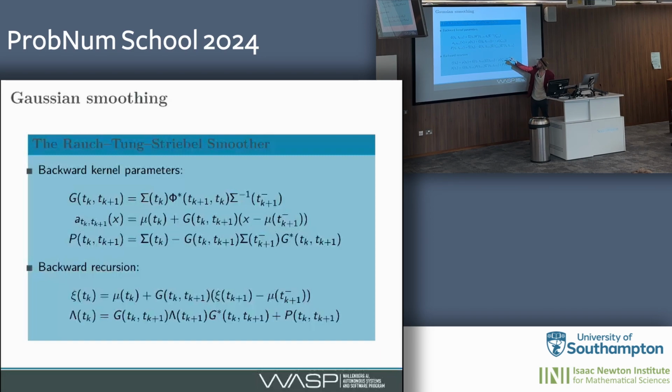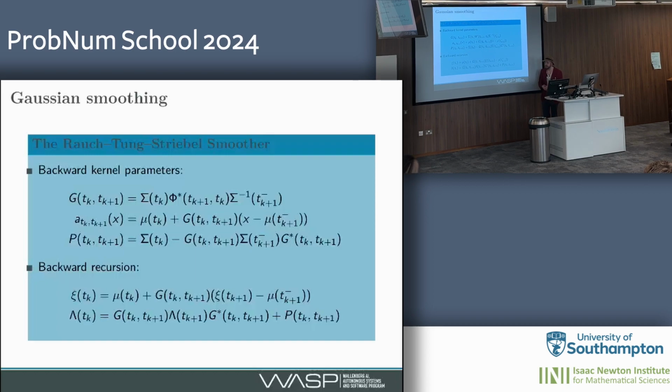So I'm just going to call the gain matrix G here in this case. It's kind of the same as the update in the previous slide with different parameters. And then this conditional mean function is just the filter mean plus gain times x minus the prediction mean at the next time point. And this P is again just a downdate of the filtering covariance.